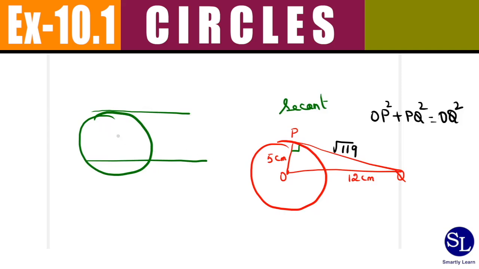You can just mark the center of the circle, give a name for the tangent and its point of contact. For the secant, the points of intersection you need to mark as P and Q, and then this is going to be the center. So that answers all the questions in this exercise.